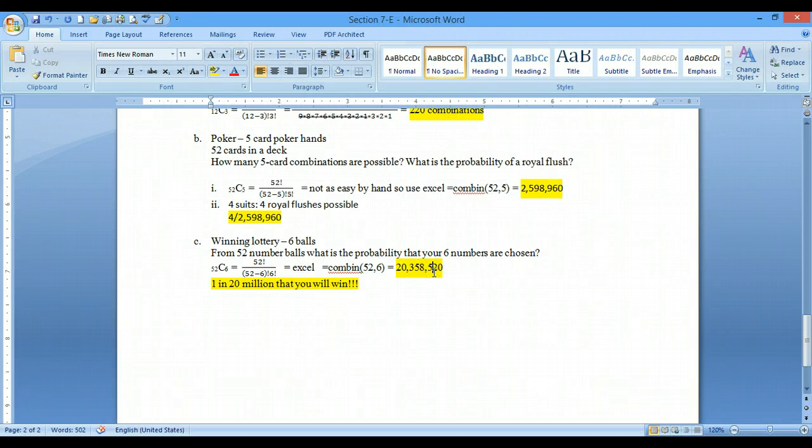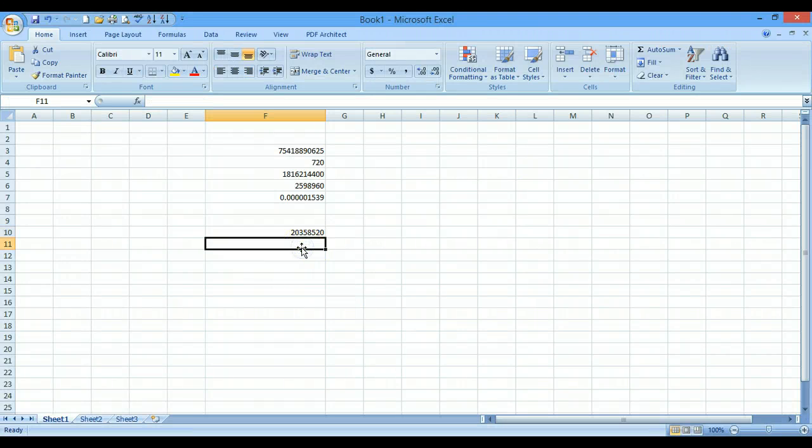Now that was just all of the possibilities. What's the probability that your 6 numbers are chosen? Well, out of all of those combinations, yours is 1. So 1 in 20 million that you will win. Let's find the probability. Equals 1 divided by this.